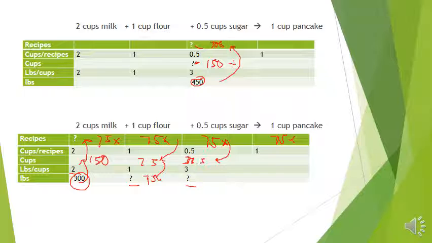Every time you do it, there's 3 pounds, so you have to do 3 pounds times 37.5, and you end up with 112.5 pounds of sugar. Okay, so there's the thinking about it in terms of recipes. The next thing you're going to do is tie this together with chemistry.